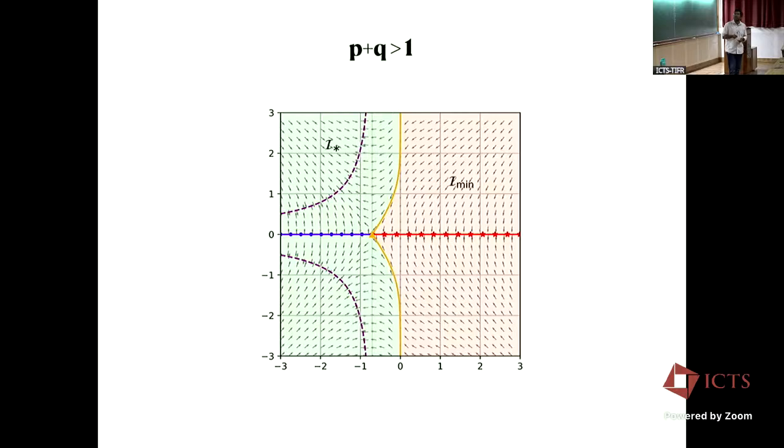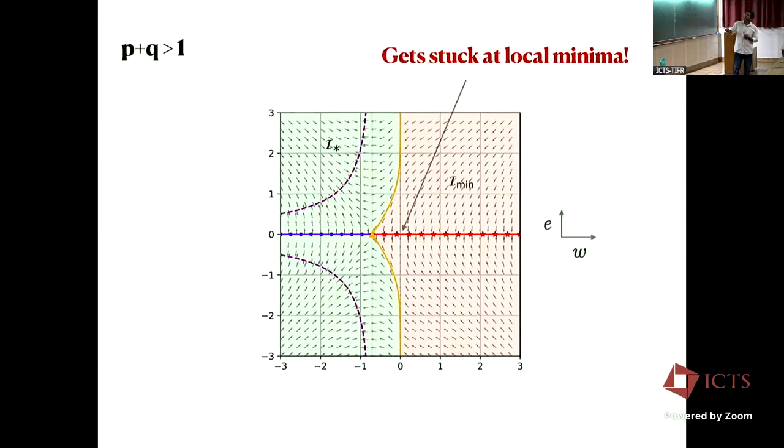Now, not surprisingly, if you switch this condition to P plus Q greater than 1, the same portrait almost flips over. Now the origin lies in what is called the basin of attraction. The whole red region is the basin of attraction for the local minima, and the origin lies in this part. So if you initialize here, it will get stuck in some local minima along this x-axis.